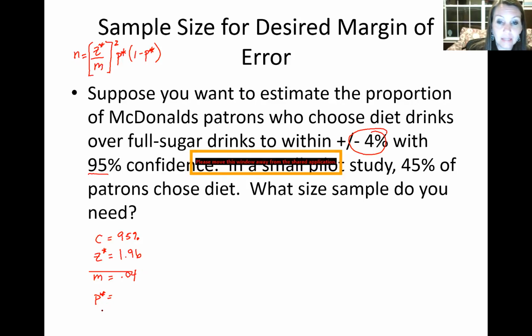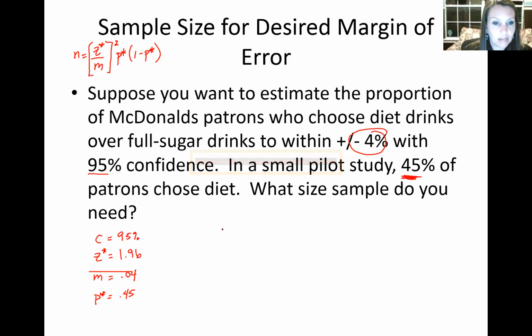All right, and then P star, that's going to be your best guess for what P is. So sometimes they're going to give you something to go off of. Like in this case, it says in a small pilot study, 45% of patrons chose diet. So since we have pilot study data, we can use that 0.45 as our P star value. If they don't tell you anything, like you have no clue, then the most conservative P star you can choose is 50%, which is 0.50. So that's what you would use. But if they give you something, use the something, because you'll end up with a smaller sample size.